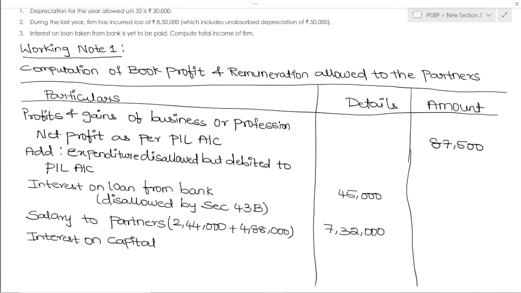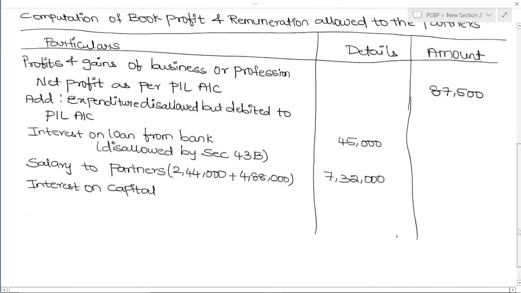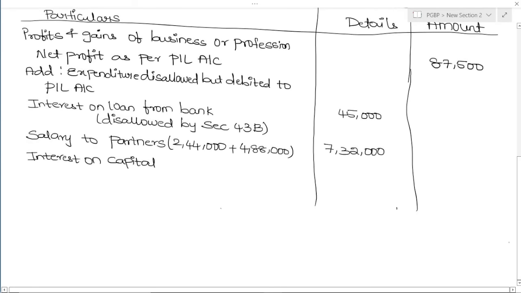So when it is not allowed and wrongly deducted here, we have to correct it. Whatever is wrongly deducted, we will rightly add back. Wrongly we put a minus symbol, so to correct it we will put a plus symbol, that's it. So in add we will write interest on capital.